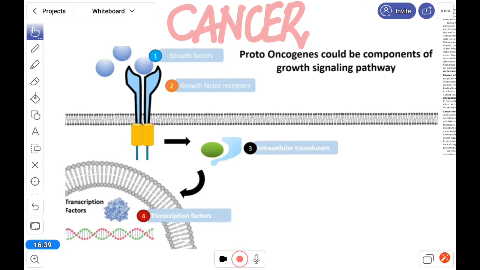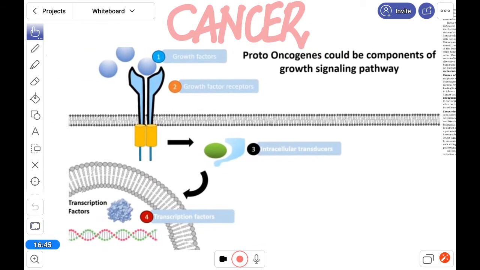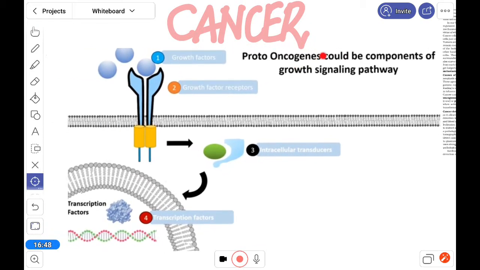On the other side, the proto-oncogene converts into an oncogene, and here it affects the growth factors, so that a cell loses its regulation of growth, and a huge number of cells will grow. So it forms the mass of tumor. So that is about the cancer.